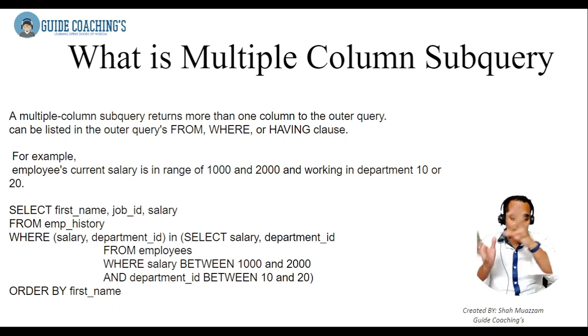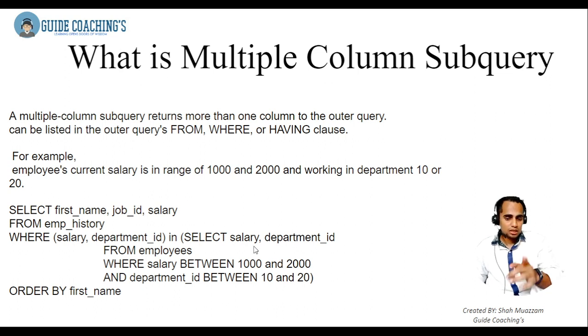So we consider there could be multiple answers or multiple results we will get. Then those results will be passed to the where clause with salary and department id, as the salary and the department id we have sequenced, and then that result will be processed, and then we will get first name, job id, and salary, all the records. That's how a multiple column subquery works.